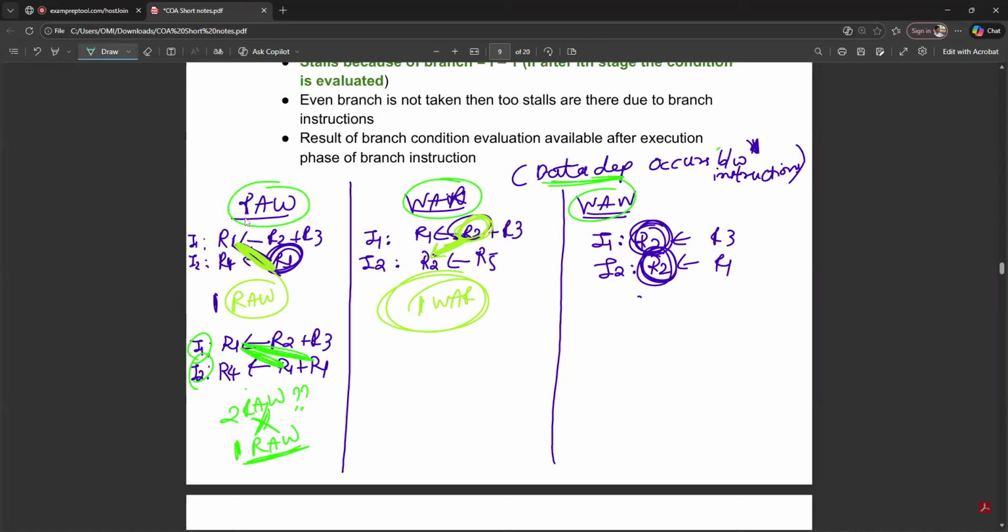So if someone asks you how to calculate RAW dependency, you have to look in this way. If someone asks what is the WAR dependency, you have to look this way. If any dependencies, if WAW, you have to look in this way. So for the exam, how to do it fast, that's why I was saying these things. Okay, I hope you know all this.